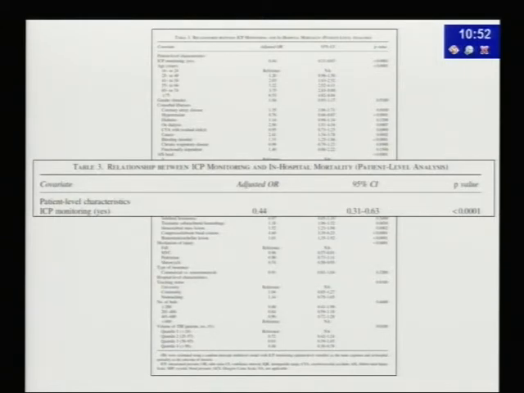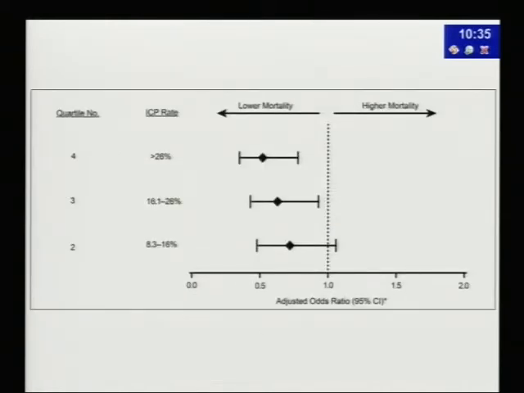Now, as a retrospective study, you could argue that they may have put monitors into some patients but not others who refused monitoring, or who may be more viable, so there's a differential, but still the various populations were relatively well controlled. Looking at the different quartiles of this study, the quartile with the lowest mortality had the highest ICP monitoring rate, and then it sequentially goes down to the lowest quartile, which had the average mortality rate. So as ICP monitoring increased in these patients, their mortality decreased.